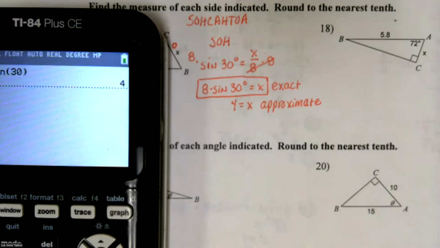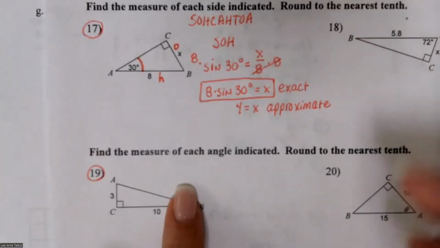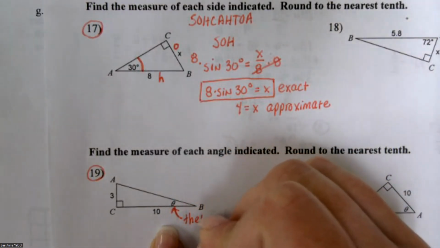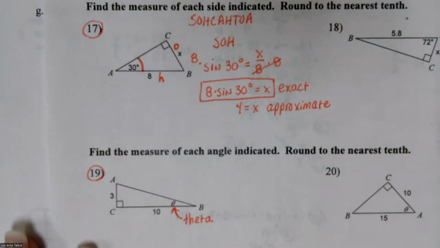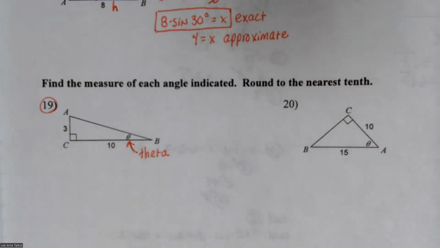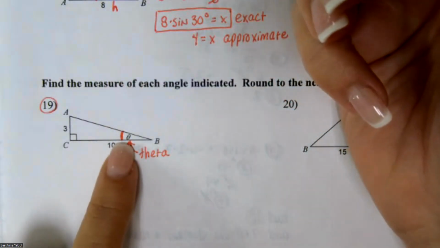Okay, now let's go to number 19. The first thing I need to teach you about number 19 is that this little guy right here, his name is theta. And theta is a Greek letter that we use for the variable for angles. It's like x, but you're asking for an angle. Okay, you guys know about theta, right? My first period did.